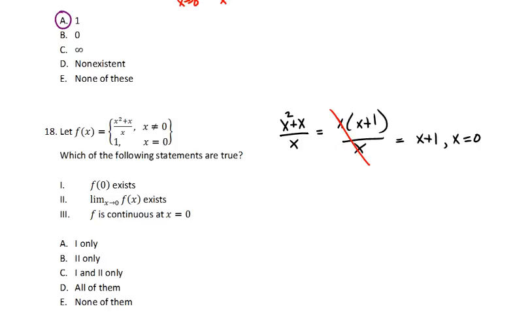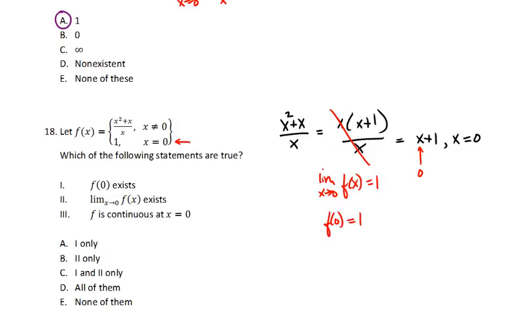The original function doesn't have a value when x is 0, so in the piecewise function, it is defined to be y equals 1 when x is equal to 0. And we can see from our factoring and canceling that when x is equal to 0, y would also be 1. That means that the limit as x approaches 0 is 1, and the value of the function is also 1.